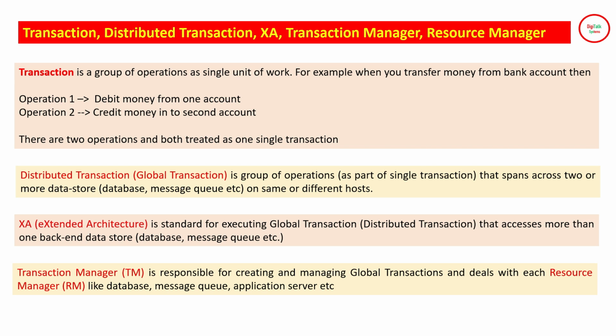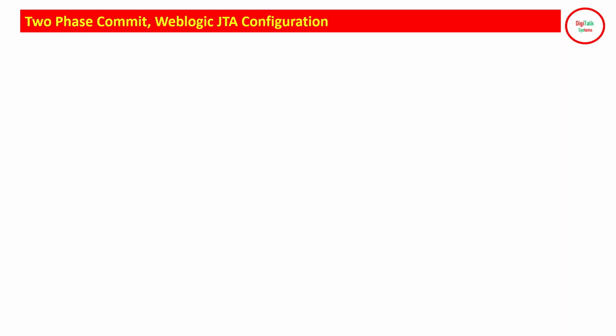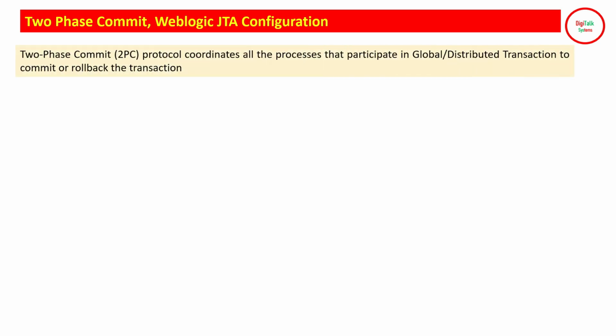When a global transaction is executing, your transaction manager and resource manager play a very critical role, because the information from the transaction manager is passed to your resource manager for the commit of the operations or for the rollback of the operations. So let us discuss two-phase commit and the WebLogic JDBC configuration. Now, two-phase commit, you must have heard about it, is also called 2PC.